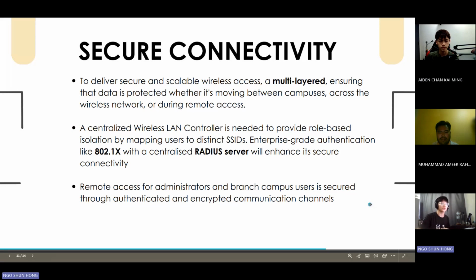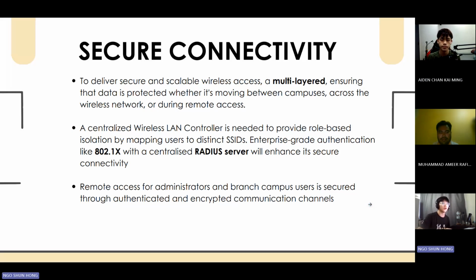So now I will walk you through the three main pillars of our secure connectivity design. For the first one, to deliver secure and scalable wireless access, we must have multiple layers to ensure that data is protected whenever it's moving between campuses across the wireless network or during remote access. The second one is centralized wireless LAN control. It provides role-based isolation by mapping different users to distinct SSIDs like academic, guest, and admin, which correspond directly to their assigned VLAN.